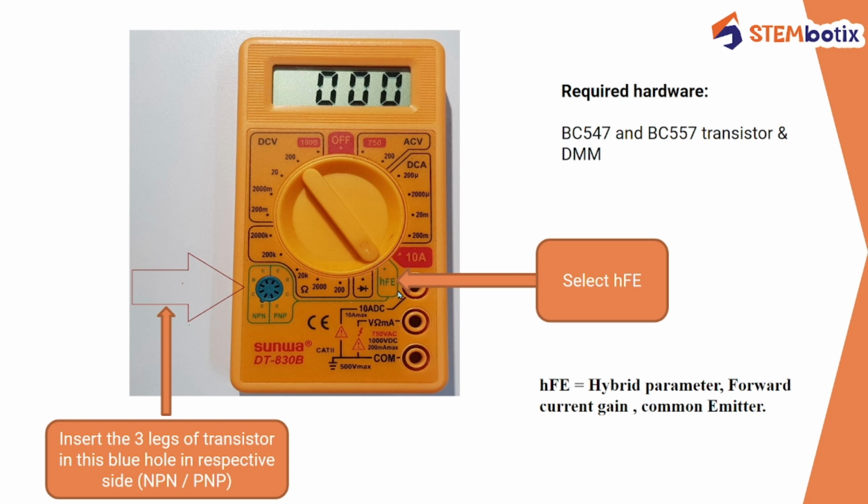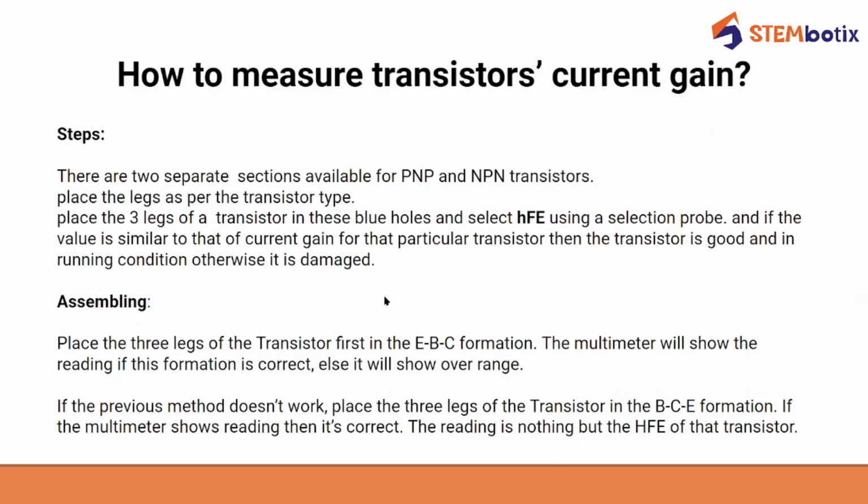Whenever you are testing your transistor or measuring the current gain, you will always have to put your selection probe in the HFE region. So using the selection probe, select the HFE range, or turn your dial over to the HFE section. This is the main part for the transistor. Now place the three legs of the transistor in these blue holes.